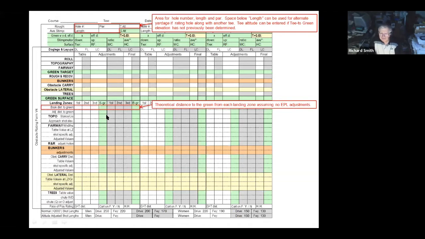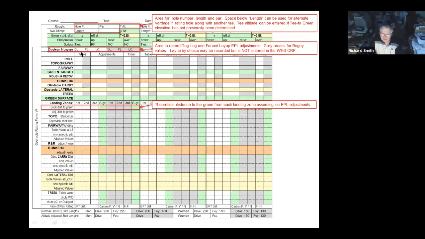Okay, we've got this area down here, which was the theoretical or the book distance to the green from the end of each landing zone. And we saw yesterday there's a spreadsheet that can help you with that, and we're certainly quite willing to make that spreadsheet available upon request as well.